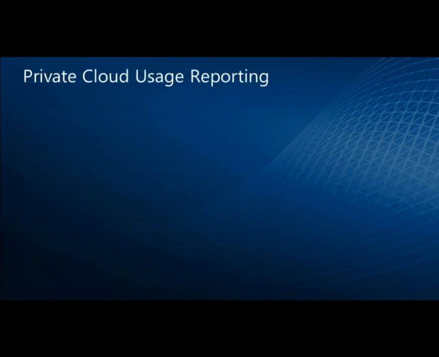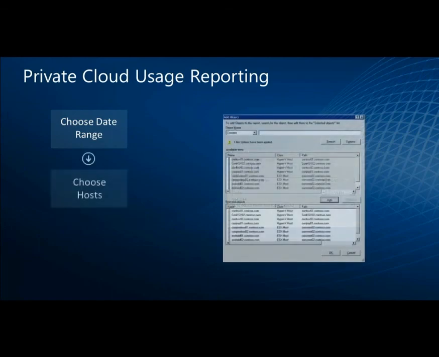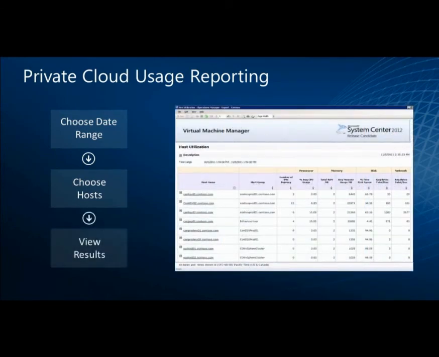And what happens is this, we have the ability within Operations Manager to do private cloud usage reporting, where we'll choose what's the date range that we want to look at, what is the host that we want to view, and one of the things you'll see is that it can be not only just Hyper-V hosts, but all your different hosts that are on there, and then we'll generate a report on how these machines are performing, and you'll be able to use that information to say, how have things been working over time.